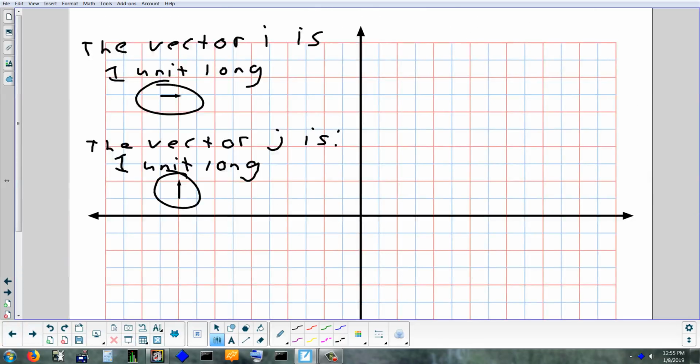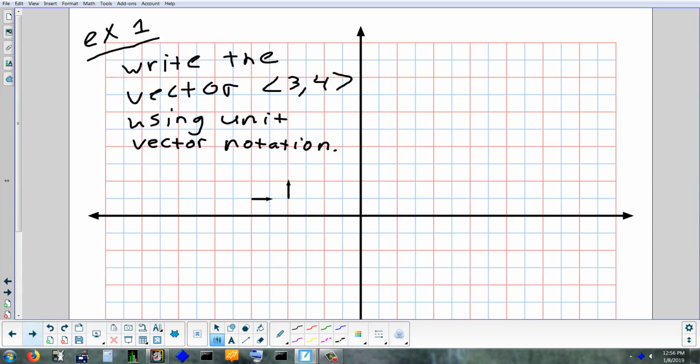So I'm going to give you a vector. I'm just going to make one up. Let's do the vector 3, 4. Okay. So the vector 3, 4. If I start at the origin, 3 tells me that I would go 3 units which way? 3 to the right. Yep, 3 to the right. And then the 4 tells me how many units to go up. So 3 right, 4 up.